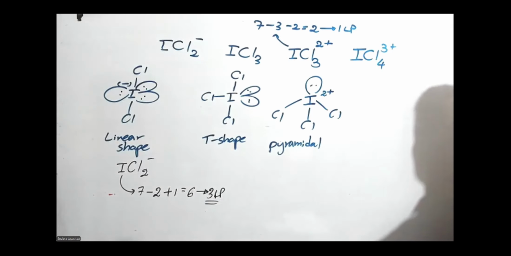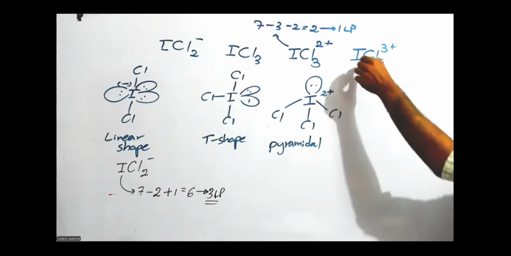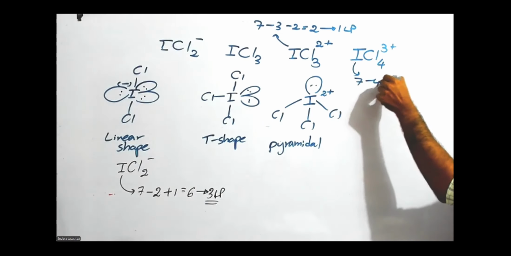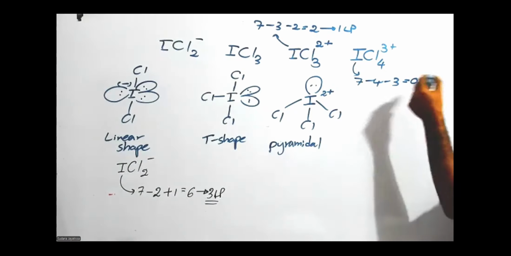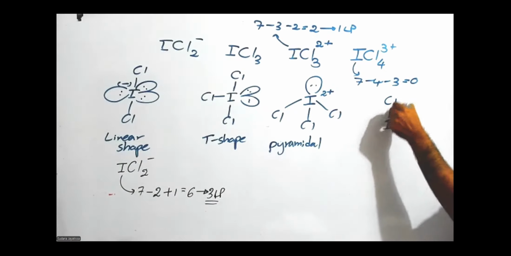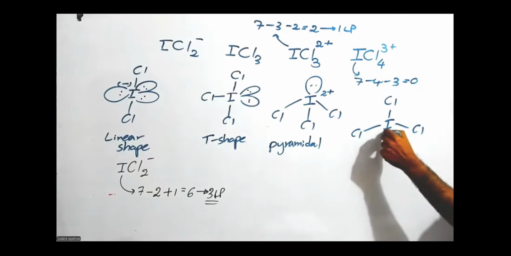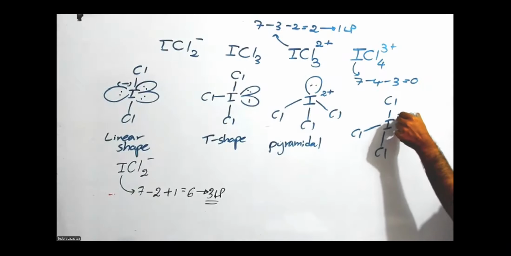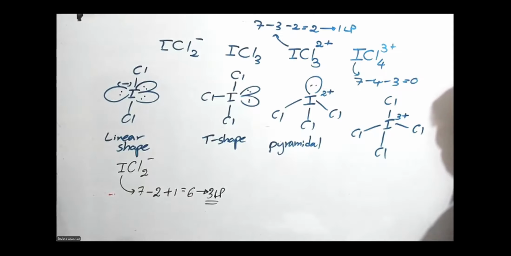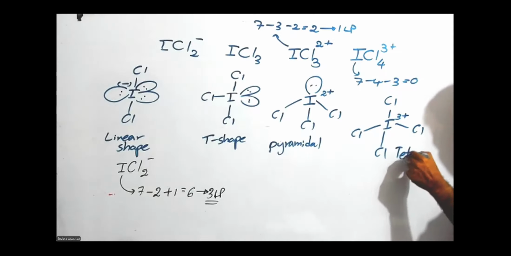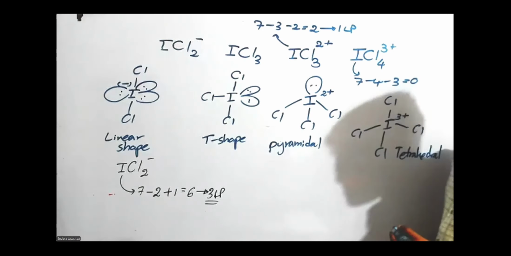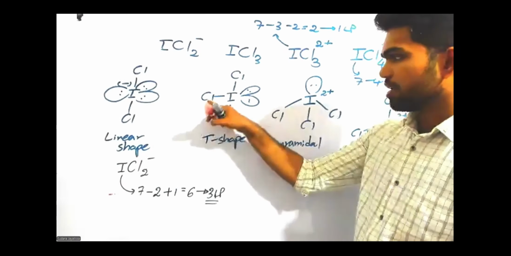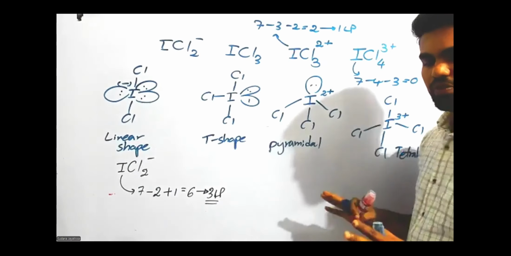And the final one, ICl4 3 plus. So 7 minus 4 minus 3 is 0. So no lone pairs. It's a tetrahedral molecule, with 3 positive charge at the center. Like that, just get their structures. These are not the Lewis structures, because I didn't add the lone pairs to chlorine. But anyway, this is enough for our comparison.